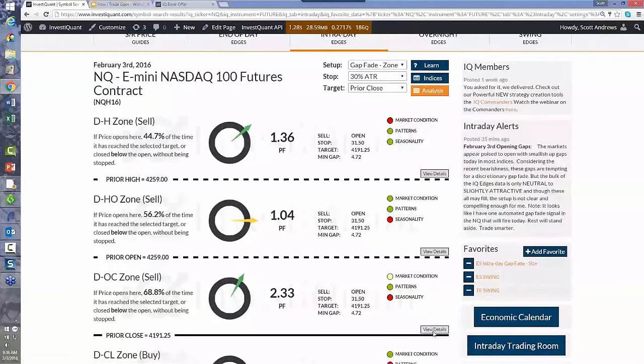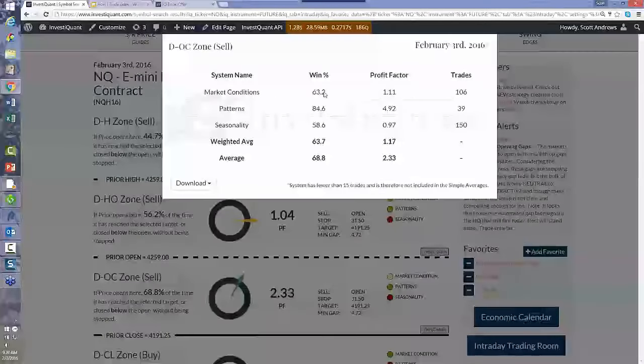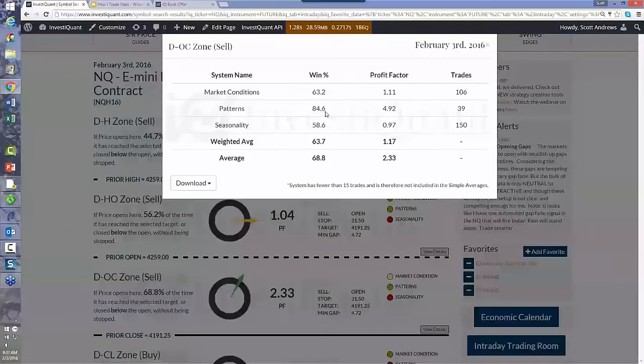Now let me connect the dots for you and make sure you're understanding the data. This is a backtest of the S&P 500 futures. If I ran it on the SPDR ETF, it would be almost identical. Or if I ran it on a highly correlated symbol, like any one of the NASDAQ 100, S&P 100 stocks.